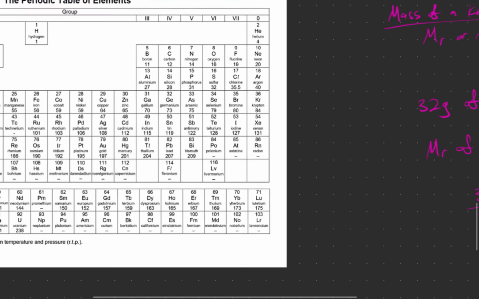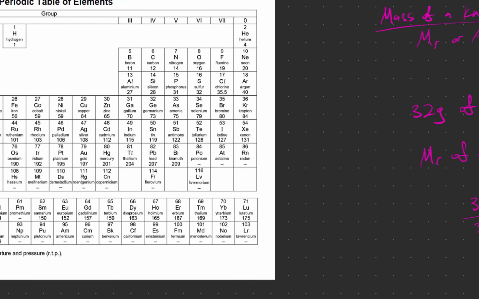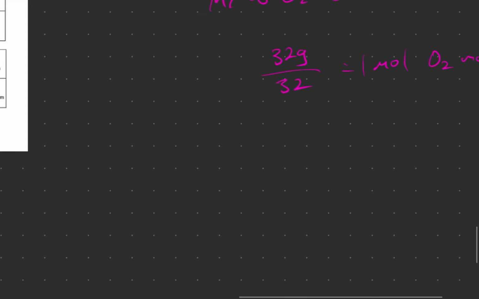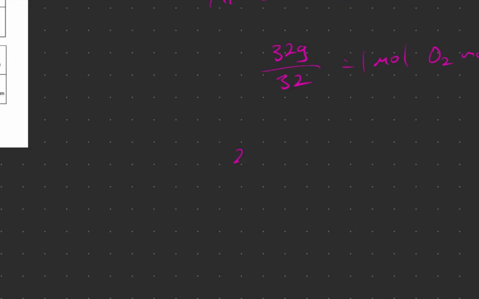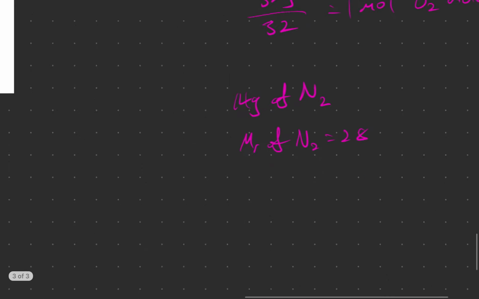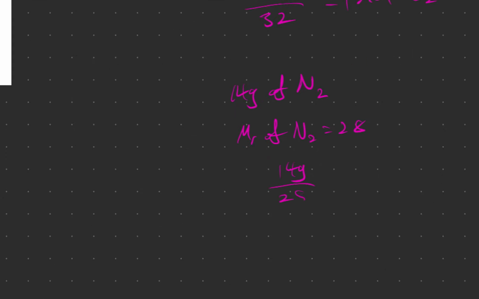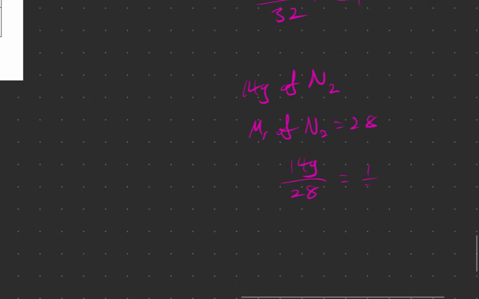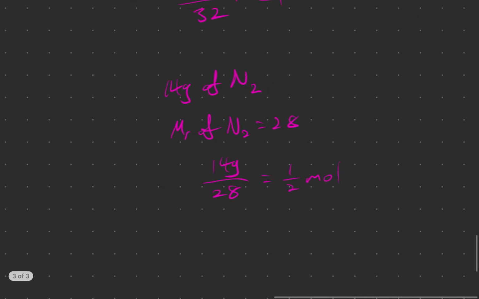Alright, let's do nitrogen gas. I have 14 grams of nitrogen gas and the MR of nitrogen gas is 28. So 14 grams divided by 28 will give me, you can try and guess. You can get half a mole, or you can write it as 0.5 mole.